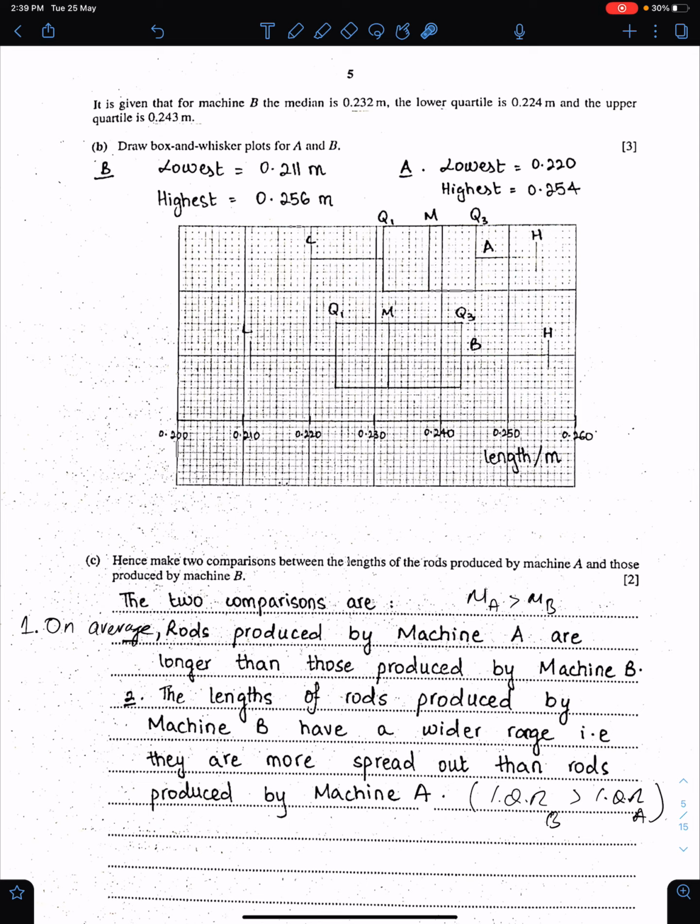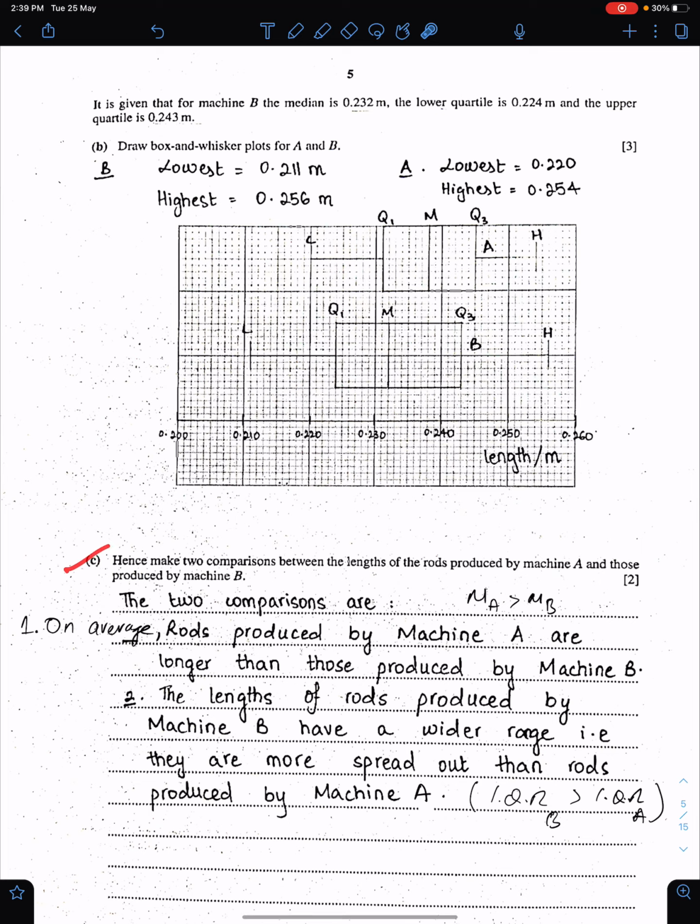It is given that for machine B, the median is this, the Q1 is this, and Q3 is this. Draw box and whisker plots for A and B. So we must have lowest and highest observations for both the machines. Lowest and highest for machine B are these observations, and these are the observations for machine A. Make sure you label the horizontal axis correctly with unit length in meters. And this is the box plot for B and this one is for machine A.